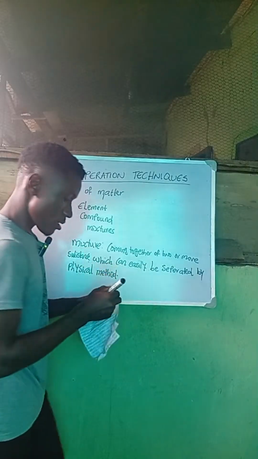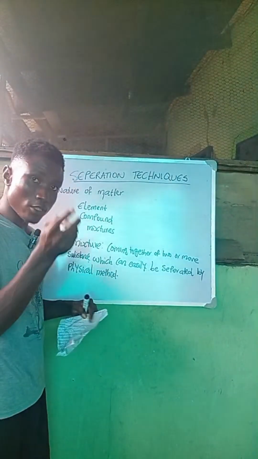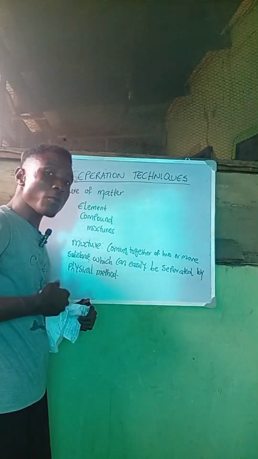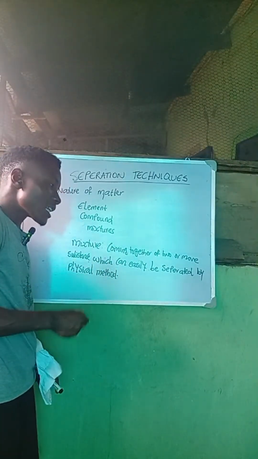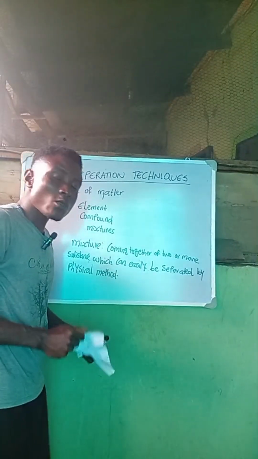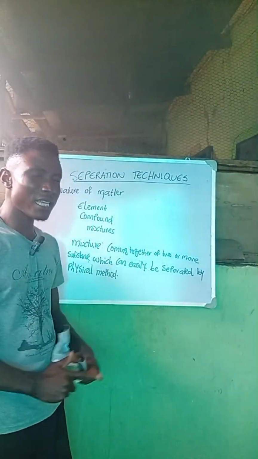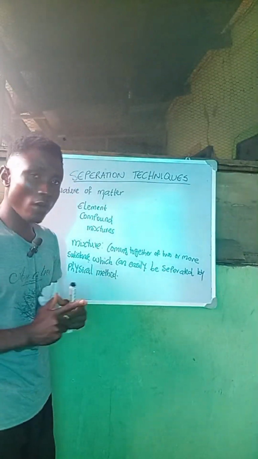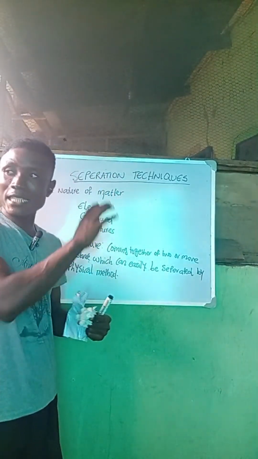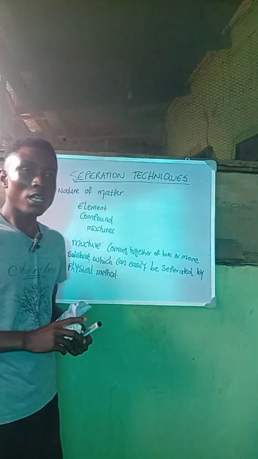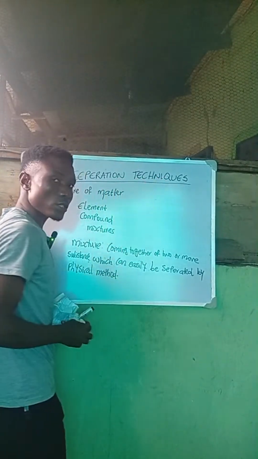Have you seen? That is why I said we have to first of all talk about the nature of matter, the properties of matter, and element, compound, and mixture before we start talking about the separation technique. Because you have seen that a coming together of two or more substances which can easily be separated by physical method is a mixture. Please take note of all these things that I am saying. It's very, very essential. So after getting the definitions, let's talk about separation technique.